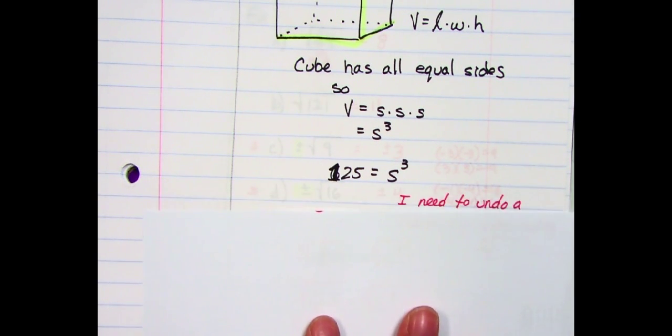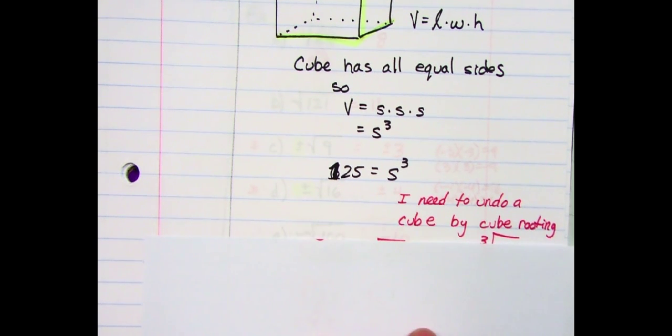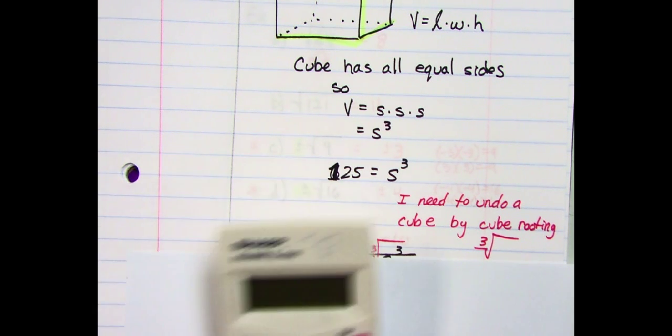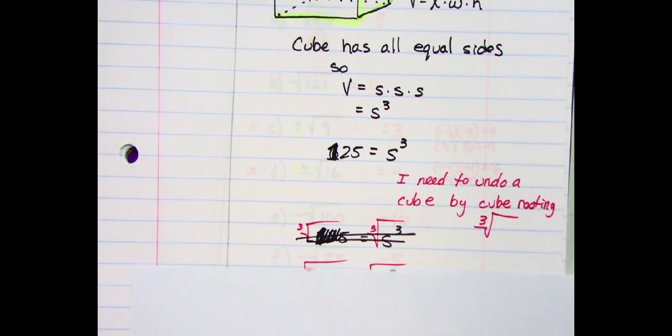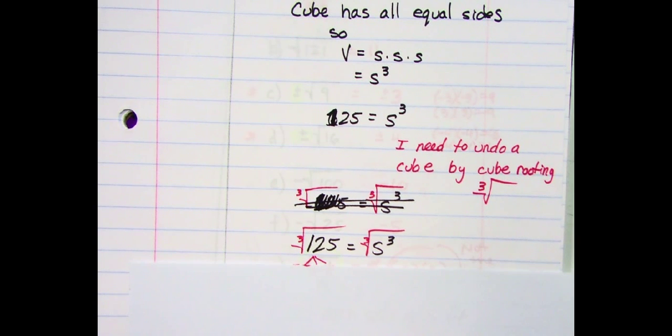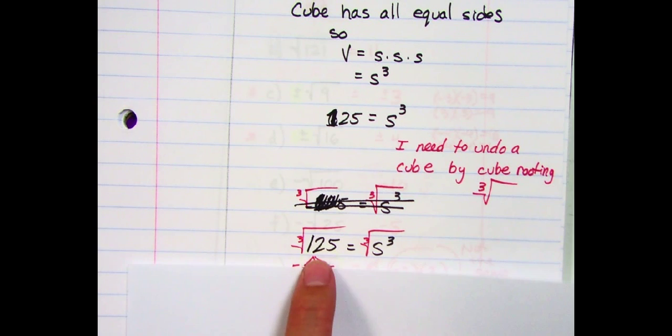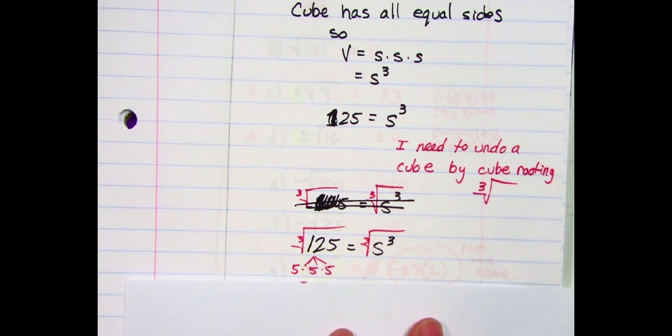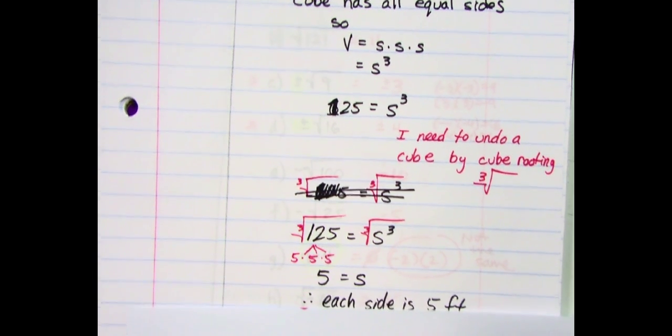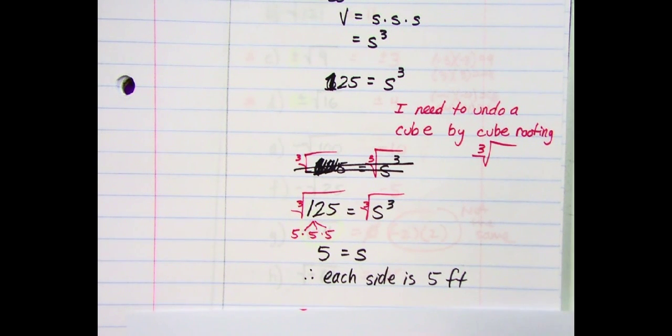Well, this is where cube roots come into play. I need to undo a cube by cube rooting, and you won't see it on a simple calculator like this, right? But on a scientific calculator, you would see a cube root button that you could use. I want to undo this, undo on both sides. Figure out what number times itself 3 times gives you 125. So I think for a little bit, and I've realized, that's 5. 5 times 5 times 5 gives me 125. So therefore I know that each side is 5 feet.